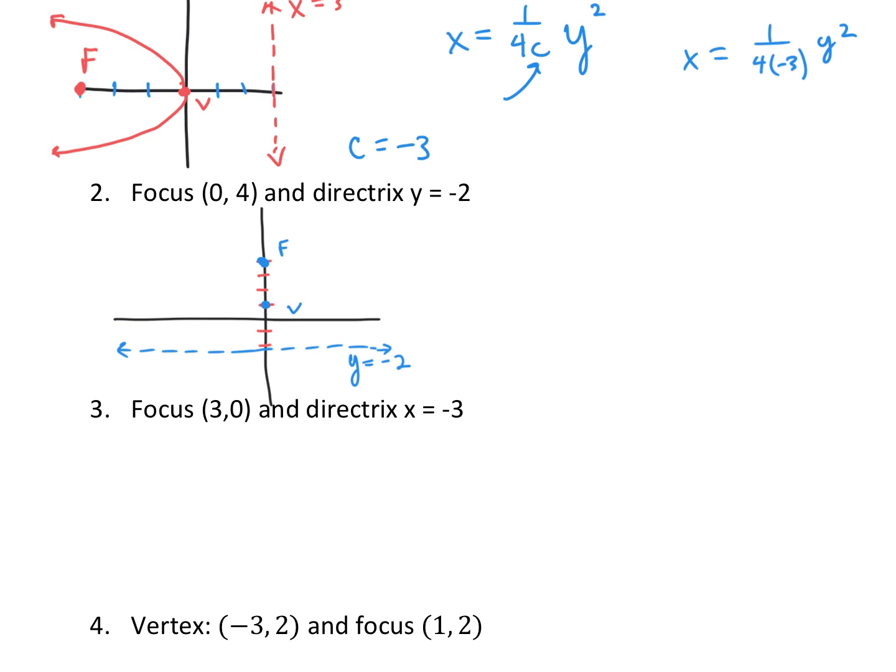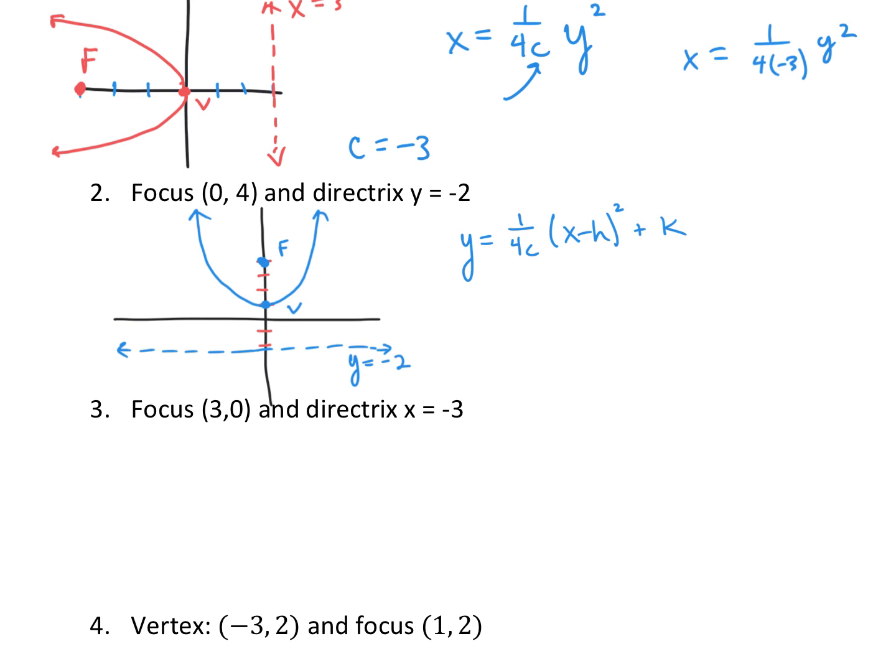Okay, this parabola is going to open toward the focus. The focus is always on the inside, so it's going to open up. So when it opens up, I know that it's a y equals equation, 1 over 4c, and because the vertex is not at the origin, this is going to be an (x minus h) squared plus k.